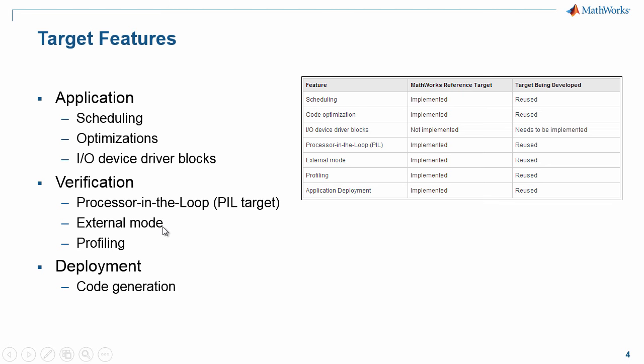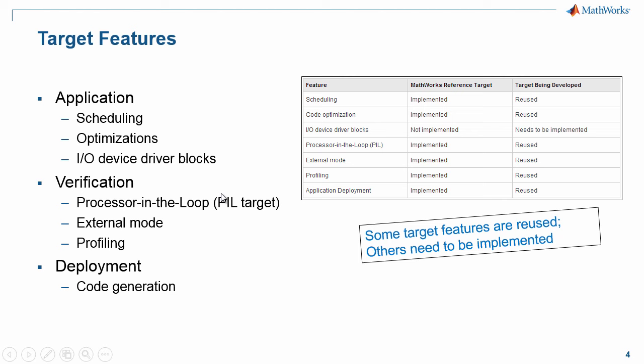The key point here is that some target features are reused from the reference target, while others need to be implemented. This table gives you a sense for which ones are reused and which ones need to be implemented.